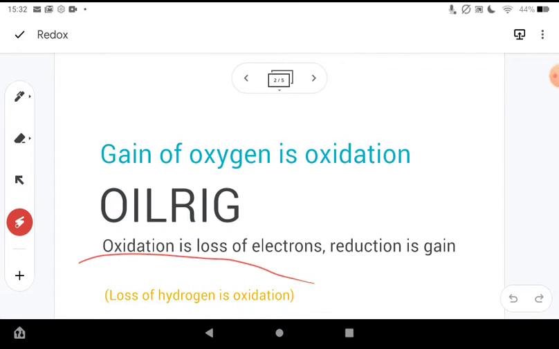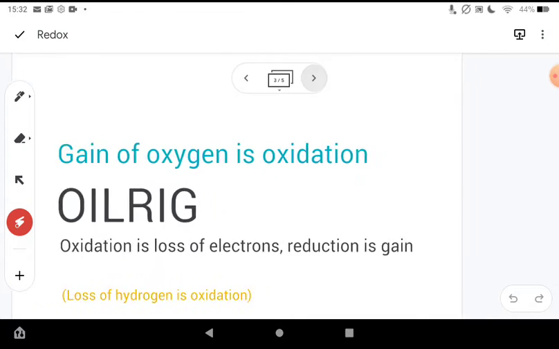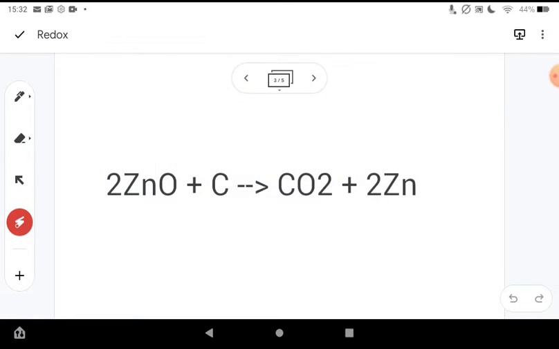Last one, loss of hydrogen. This doesn't really come up at GCSE. It rarely comes up at A level, but loss of hydrogen is oxidation, gain of hydrogen is reduction is another rule. Right, let's have a look at a very basic example.